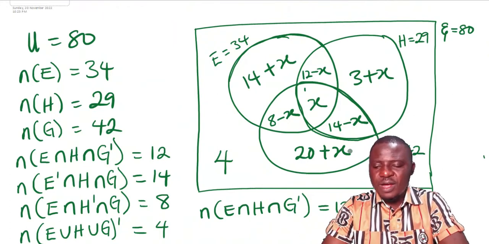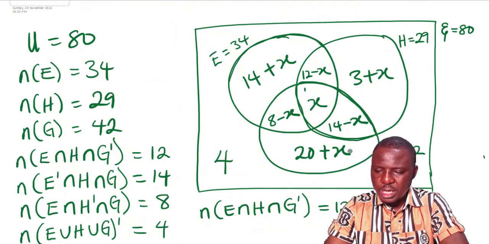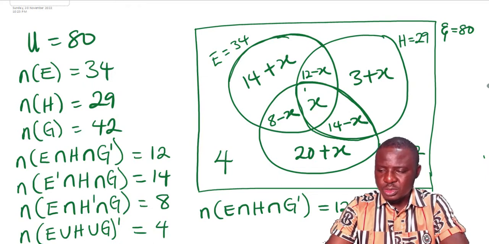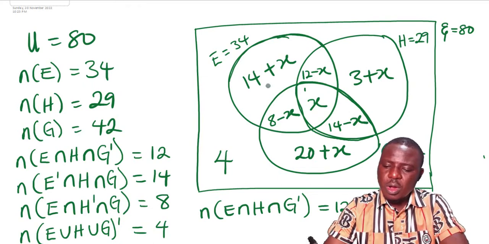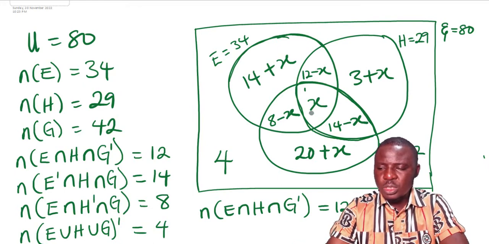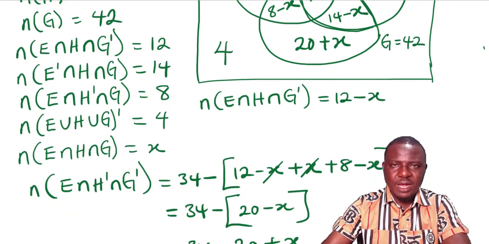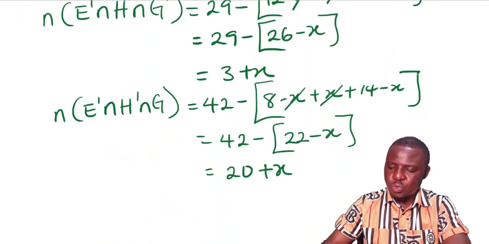Now, I have gotten all the values for the regions. And the question says we should find our x, that is, the number of students who offer all 3 subjects. So I'm going to sum up all the regions and equate them to 80, which gives us the universal set. From there we can then simplify to get our value for x that satisfies that equation.